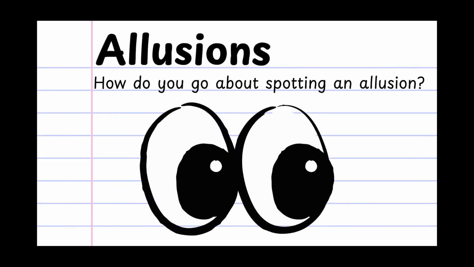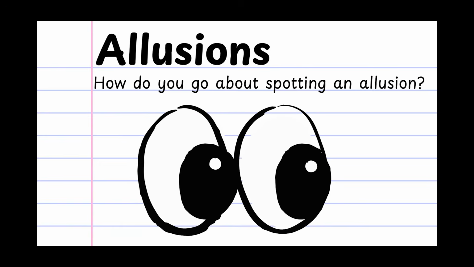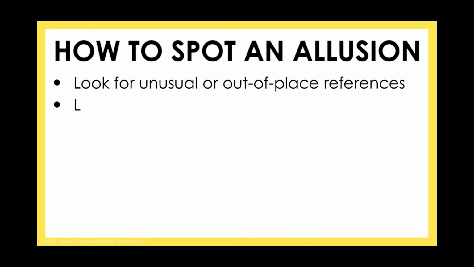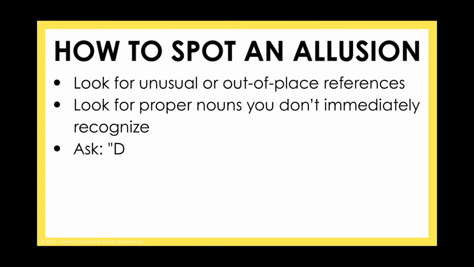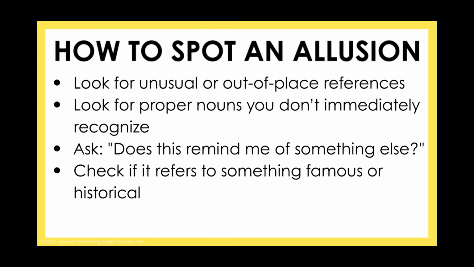So how do you go about spotting an allusion? Well, there's a few simple hints and clues that you can look at. To spot an allusion, look for unusual references, watch for proper nouns, and ask, does this remind me of something else? If it feels familiar, it probably is.